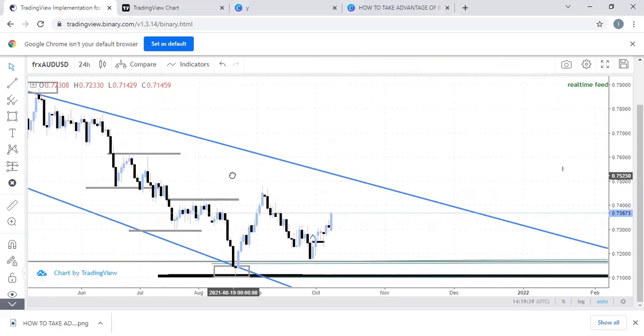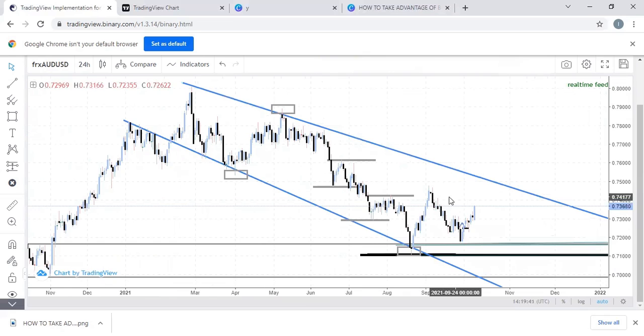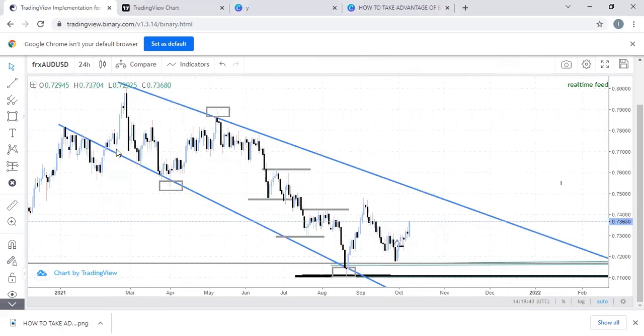Now, how do you take advantage of this downtrend on the daily? What was one of the characteristics we saw for a valid demand or supply region? First of all, you want to see trend.